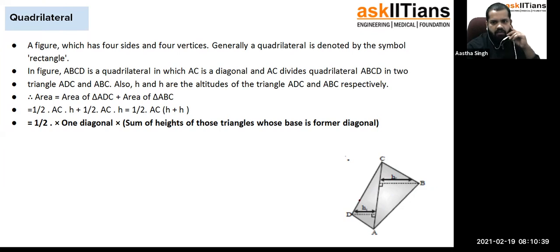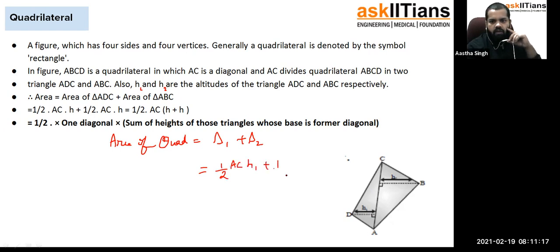H1 and H2 are the heights of the triangles, right? The area of the whole quadrilateral will be equal to the area of triangle 1 plus triangle 2. Triangle 1 is half base into height, half AC into H1, plus triangle 2, half AC into H2, right?